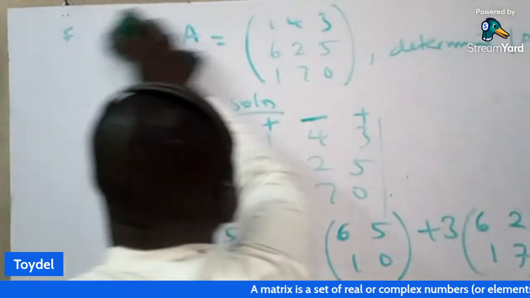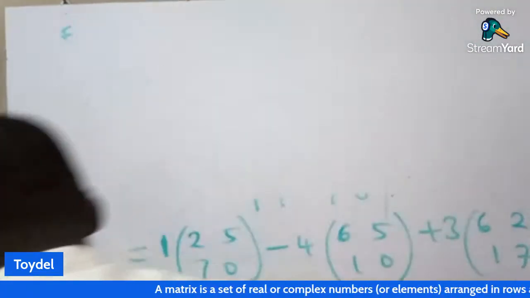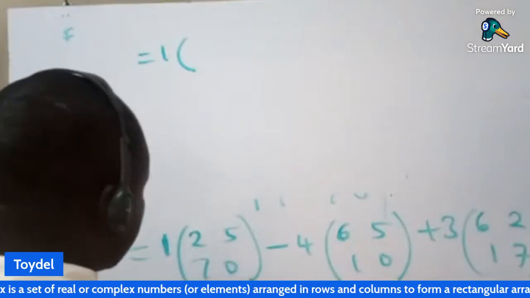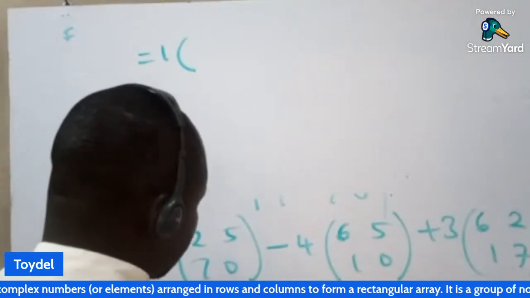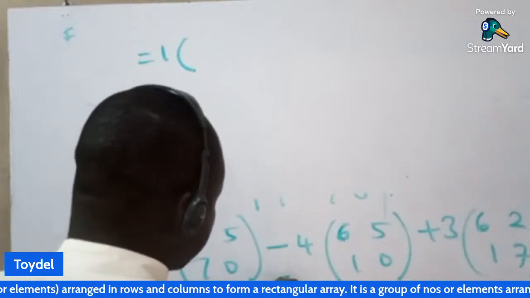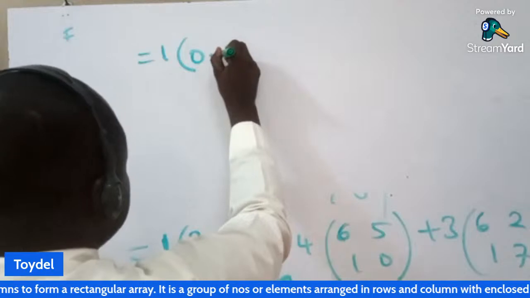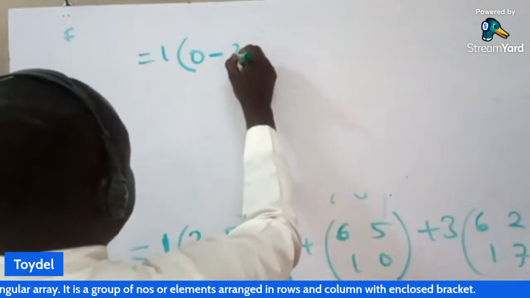Then from there now, we can simplify this. So here I'm going to have 1 into bracket 2 times 0. You just use the normal method of finding the determinant of 2 by 2. That will be 2 times 0 minus 5 times 7, that is 0 minus 35.